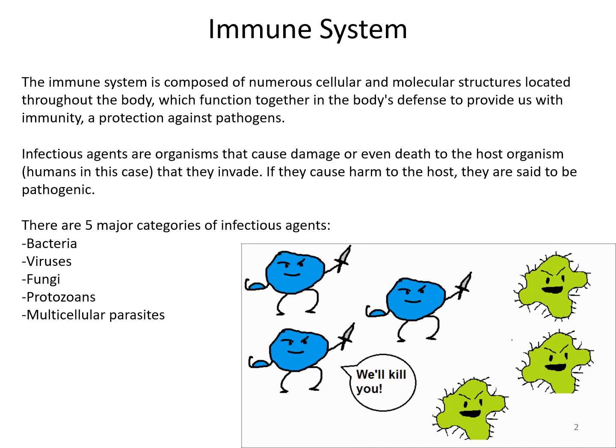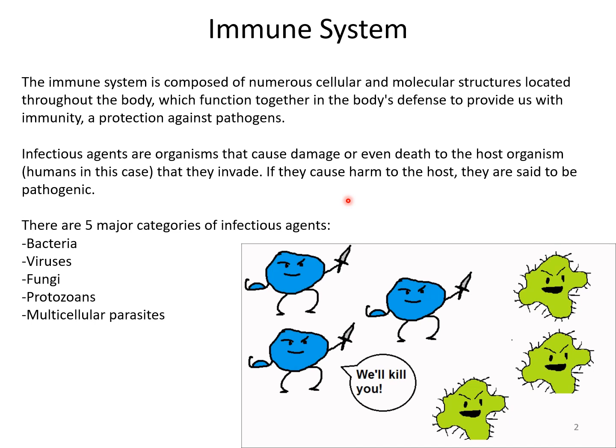For the immune system, we're mostly talking about a whole variety of different cell types and different molecular structures, and they're kind of scattered throughout the body in different locations, but they work together with the main goal of defending the body against pathogens. Pathogens being any kind of bacteria or virus, anything that can cause harm to us. So infectious agents are organisms that cause damage and can even cause death in the host organism. So in this case, the host organism is going to be humans that they invade.